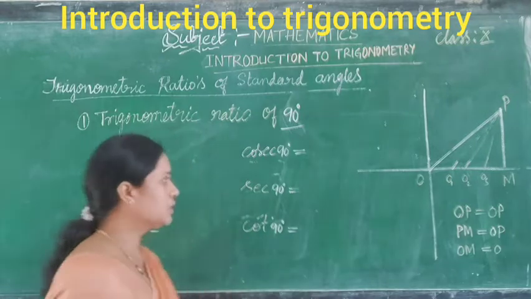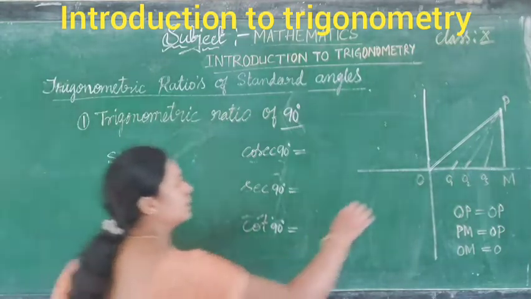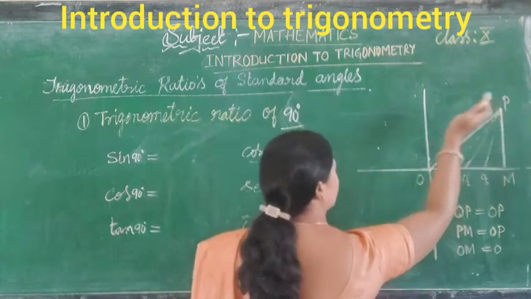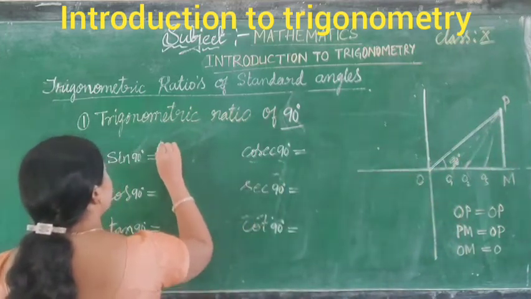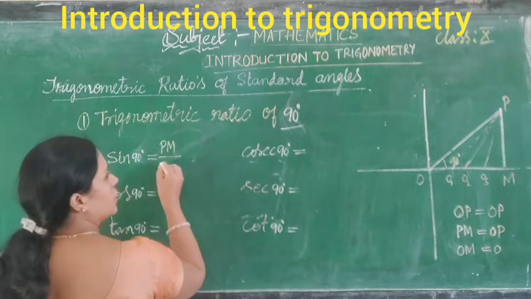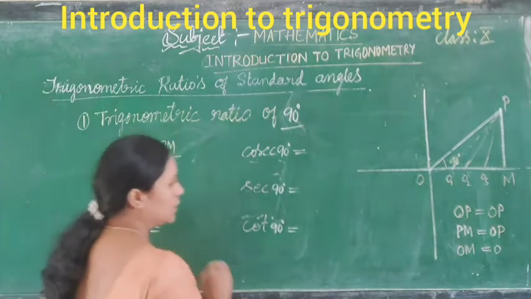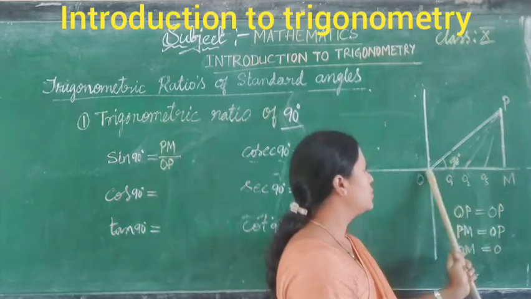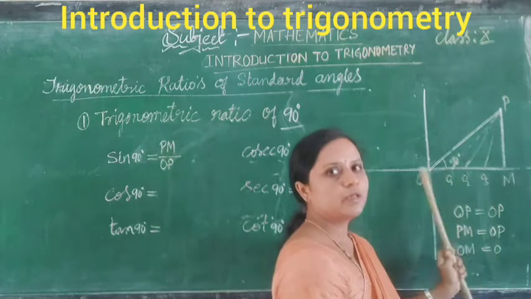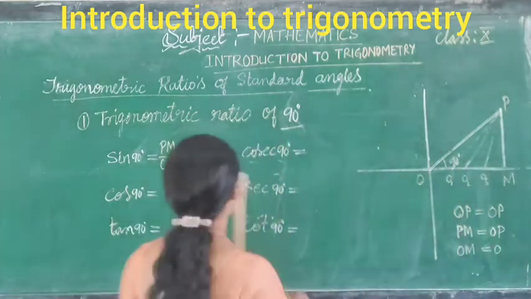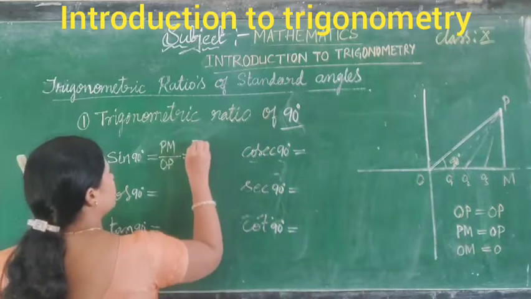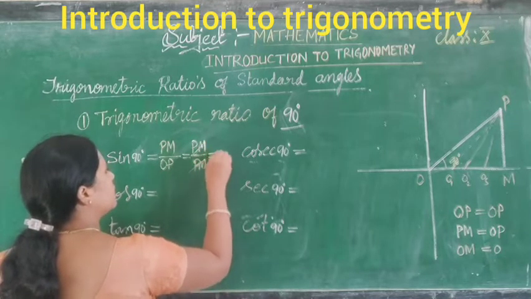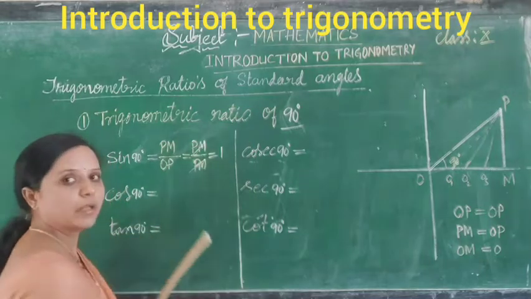So now look at this one. Sin 90 degree means opposite divided by hypotenuse, right? PM divided by OP. I have already told you PM is equal to OP, because OP coincides with PM. That's why in place of OP you can write PM. So PM divided by PM will be cancelled, and we get the value 1.